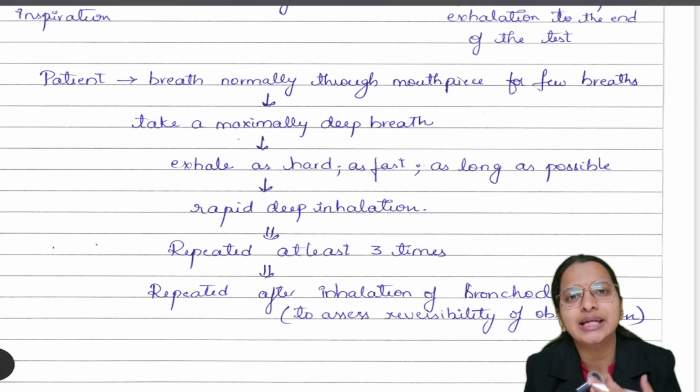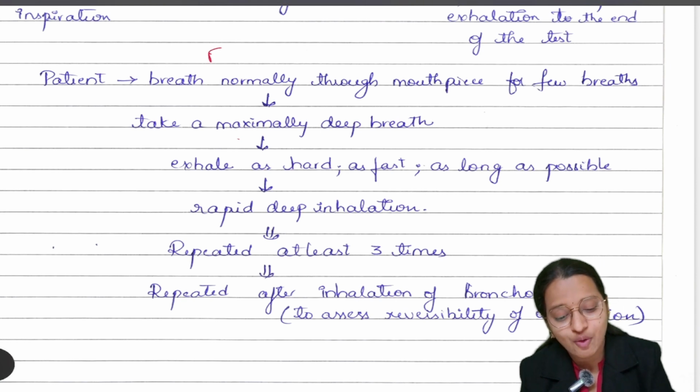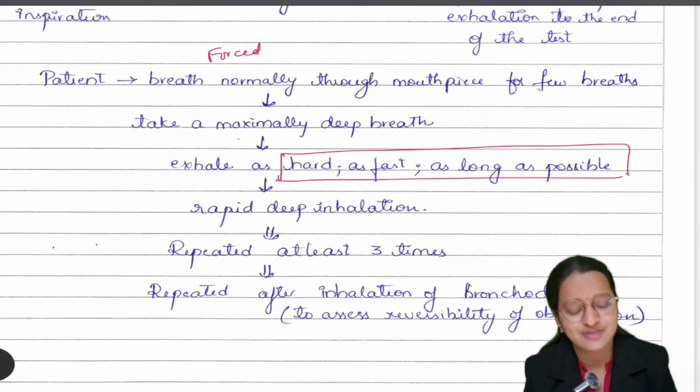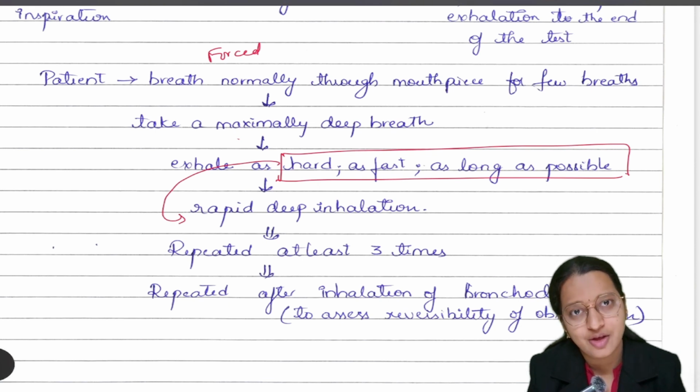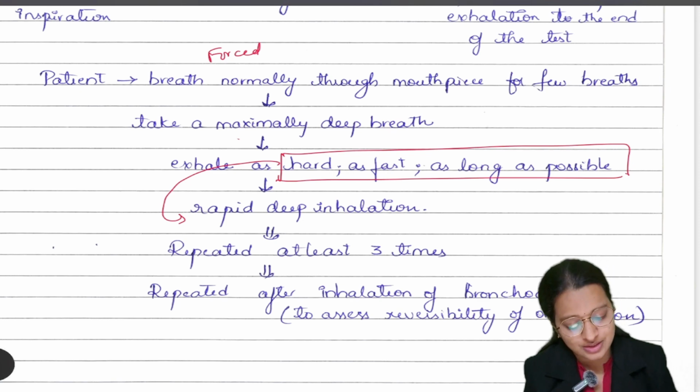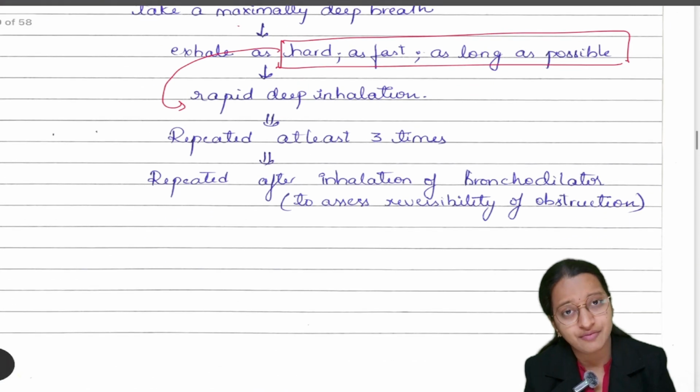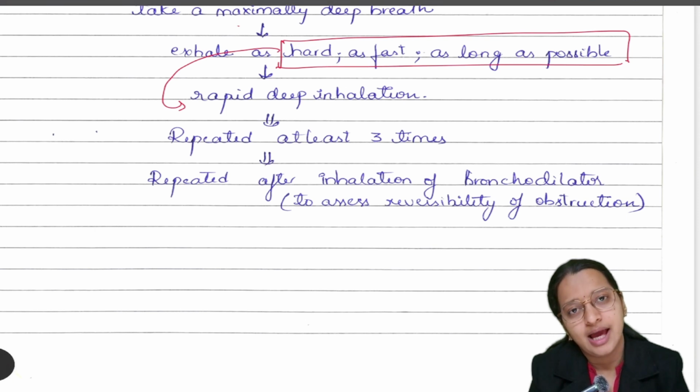Now he has to take a deep inhalation and exhale that as hard, as fast, and as long as possible. That is why it is called forced, right? So he has to exhale as hard, as long, and as fast as possible, which is then followed by deep inhalation. That means the second one. So we'll repeat this almost 3 times and we can get some values. Now, we'll give a bronchodilator and see whether there is any improvement or not.